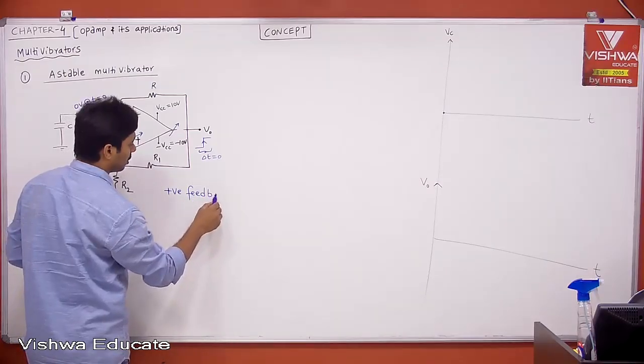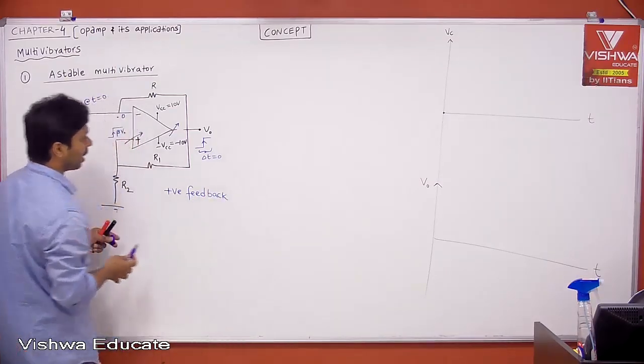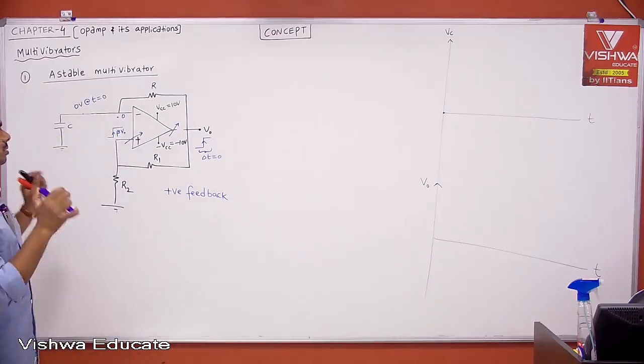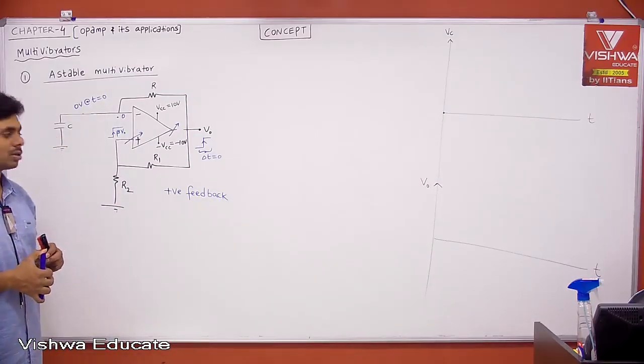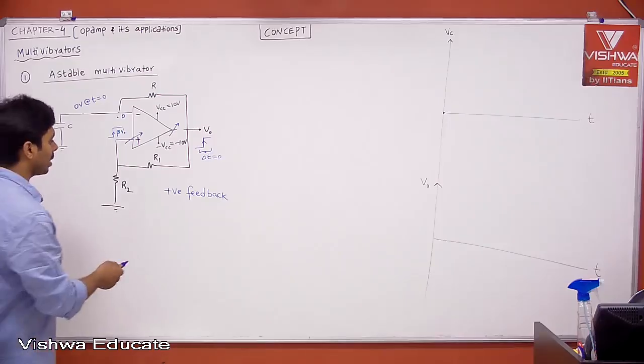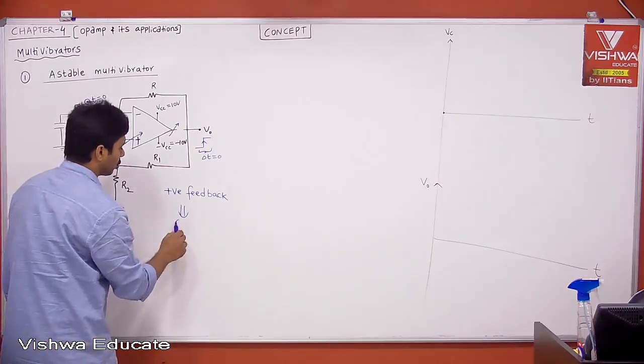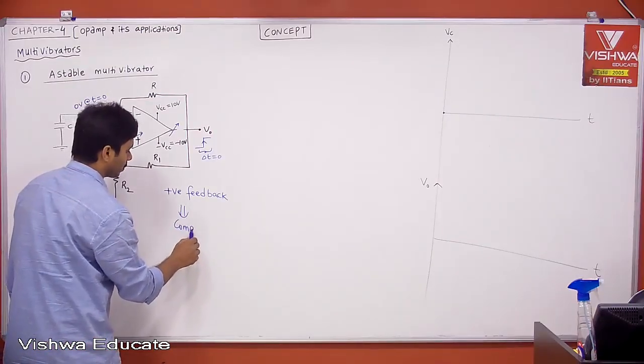This is nothing but positive feedback. Once you know that the op-amp is in positive feedback, then immediately the circuit is nothing but a comparator. We should not use the virtual ground concept.